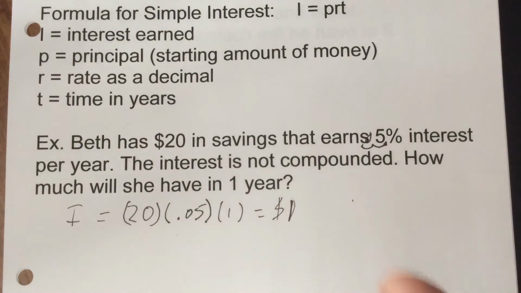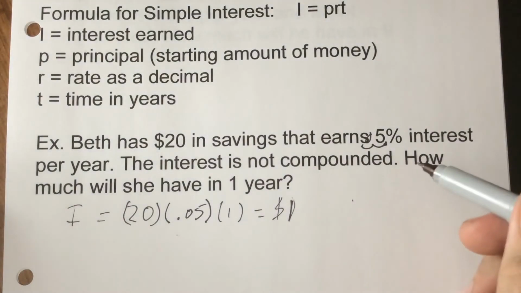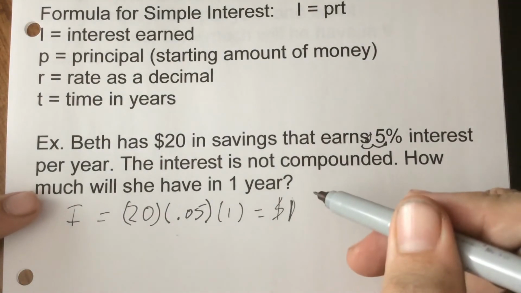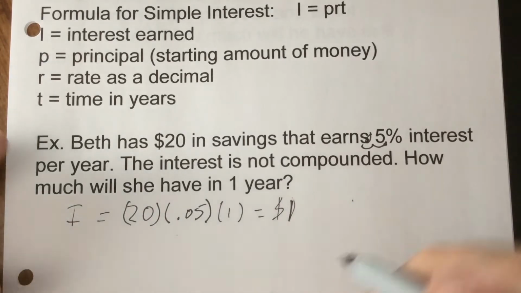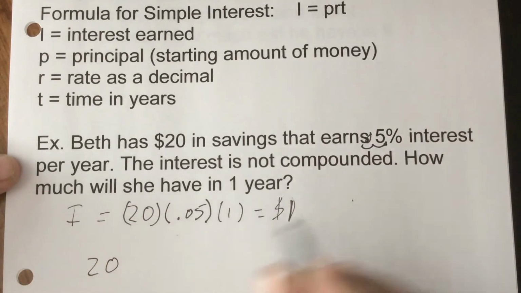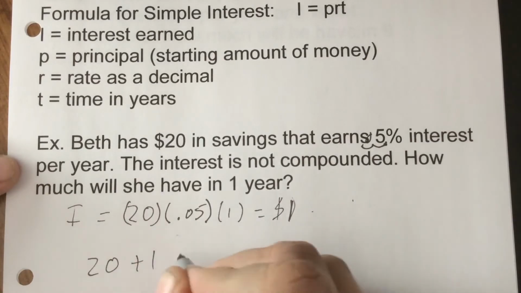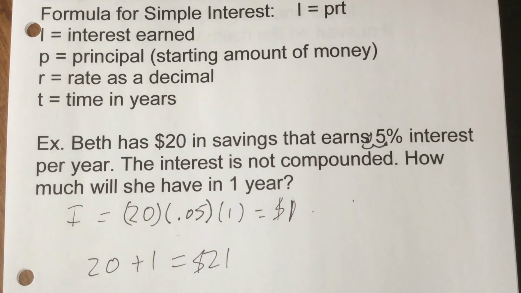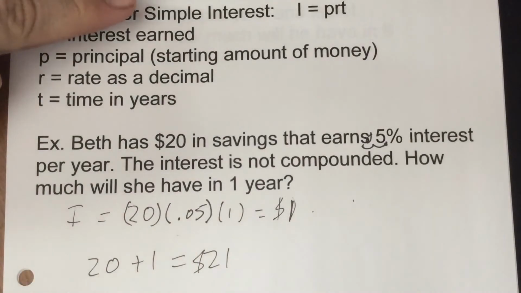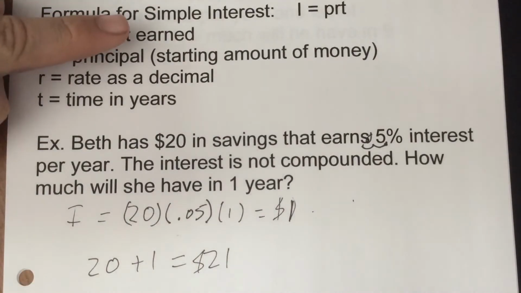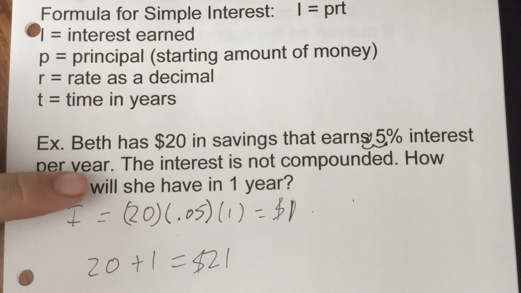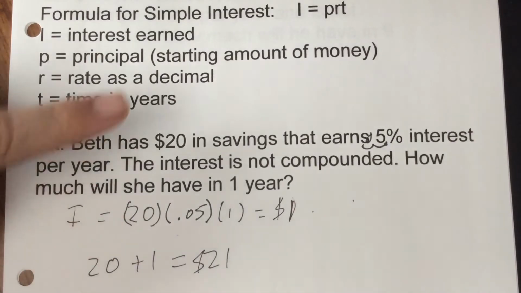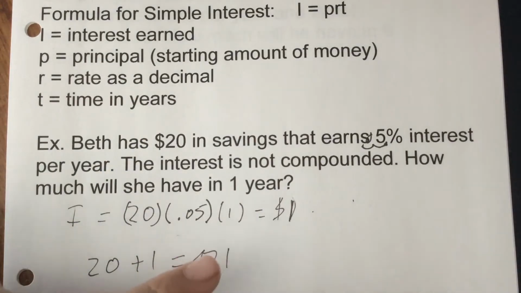Now, are we done with this problem? No, we are not, because it says how much will she have in 1 year, not how much interest will she earn. If she already has the $20, plus we're adding the $1 in interest, she's going to end up with $21. So keep in mind, this formula only gives you what the interest is. If it says how much will she have, that means how much she's going to have in the end totally. So we have to have how much she invested plus how much interest she gets.